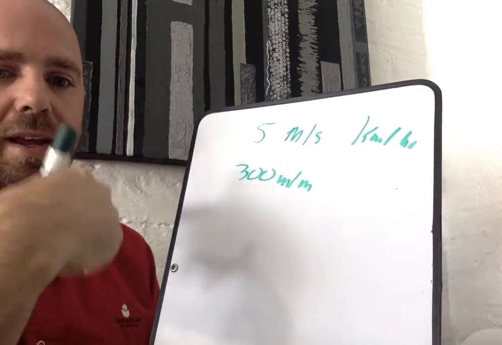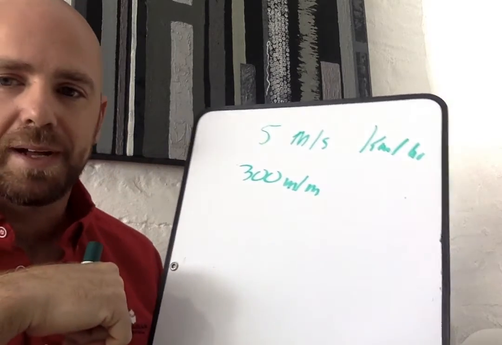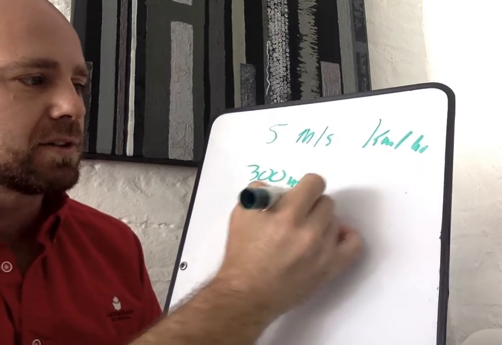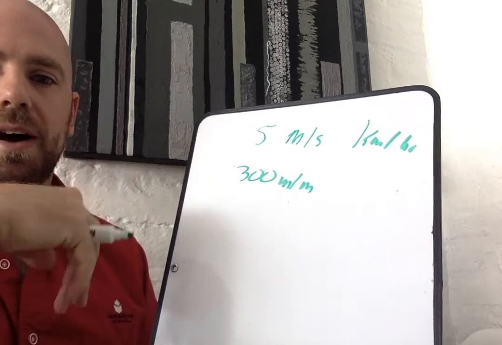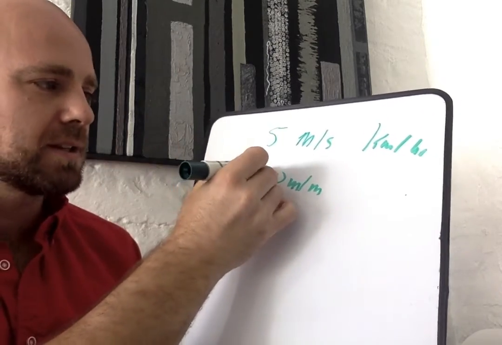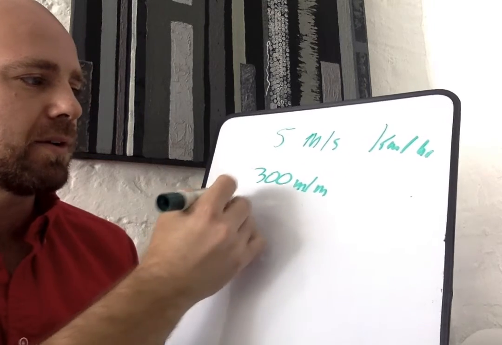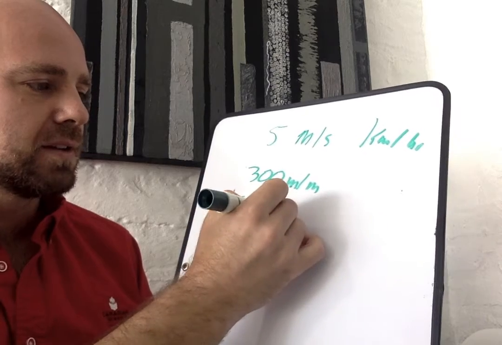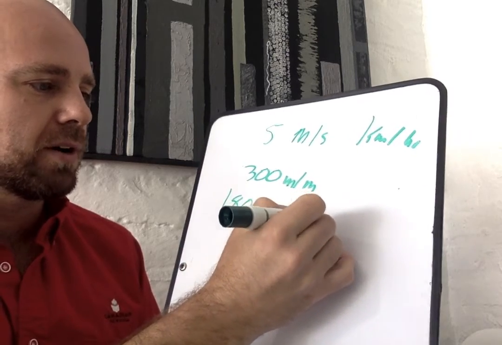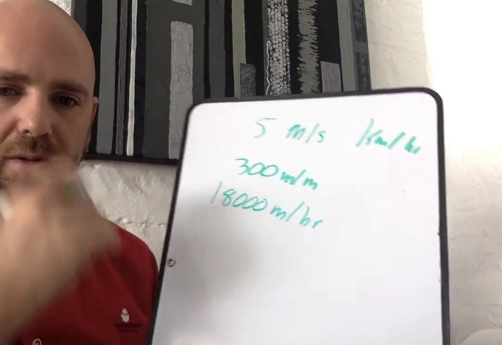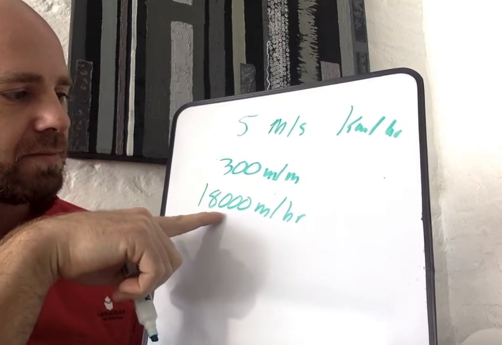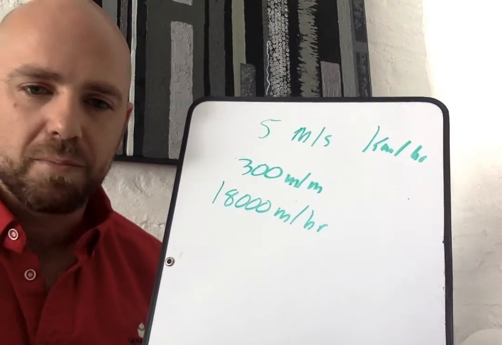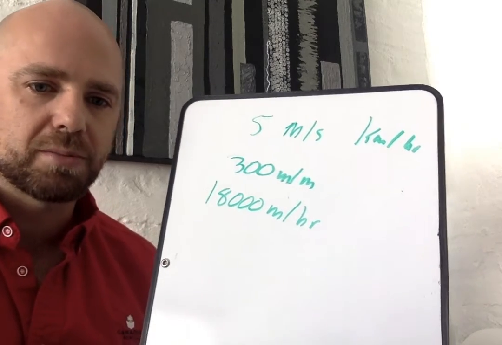And then if I want to get to hours, I'm going to have to multiply this by 60 again, to go from minutes to hours, because there's 60 minutes in every hour. So I multiply this by 60, increasing that amount. So that's going to give me 18,000 meters per hour. Okay, but I'm not looking for meters per hour, I'm looking for kilometers per hour.